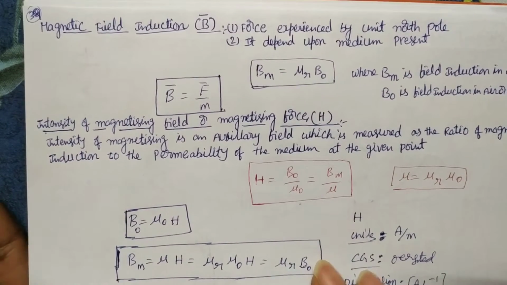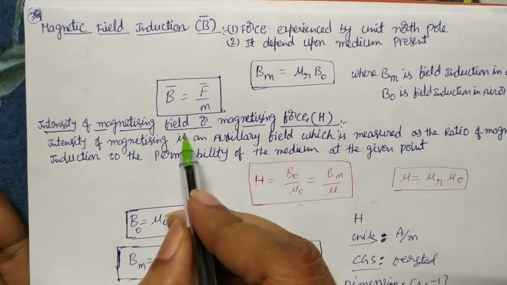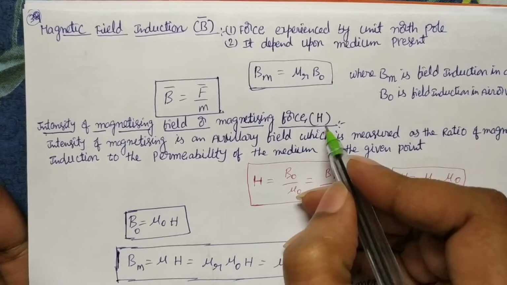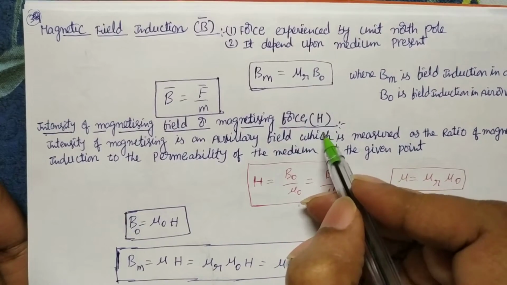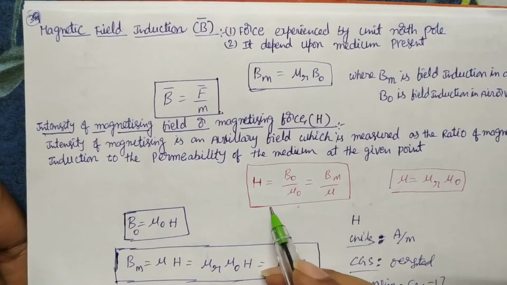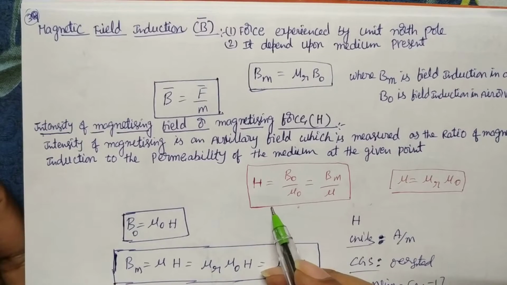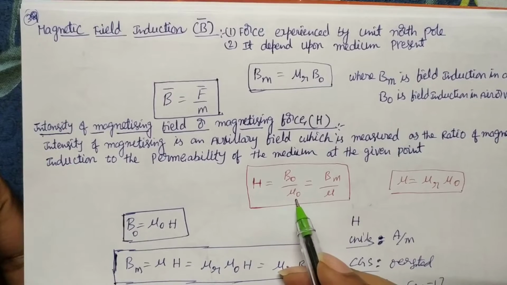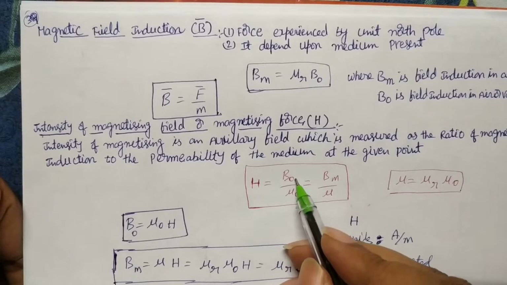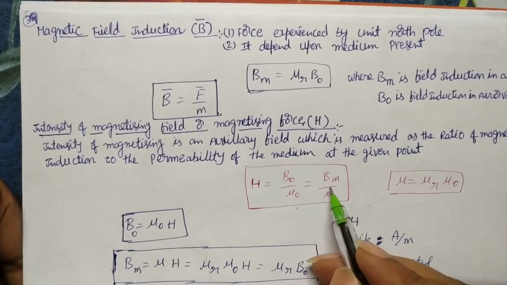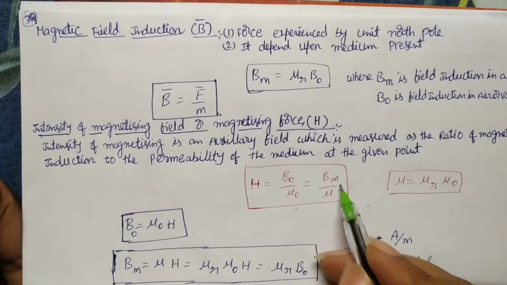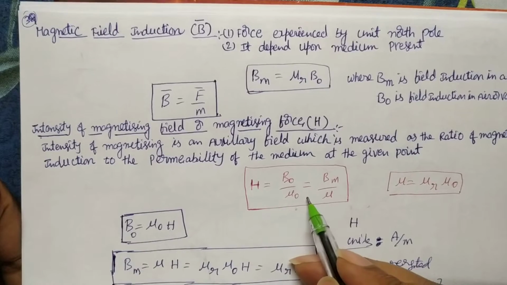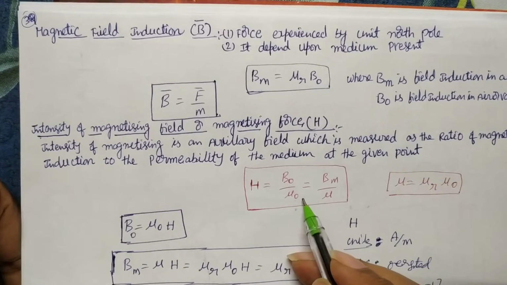And another quantity, intensity of a magnetizing field or magnetizing force, that is represented with H. And what is H? H is a ratio of magnetic field induction in that medium by permeability of that medium. Suppose if it is free space, B naught by mu naught; in a medium, Bm by mu. So this is constant. It does not depend upon any medium.